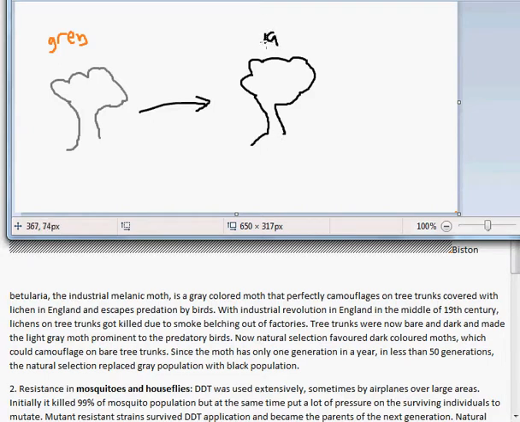let's say this is 20th century, this is 19th century, right? So this was the tree in 19th century, this was the tree in 20th century. So over here, there are this gray moth, and maybe there are just two black moths, okay?